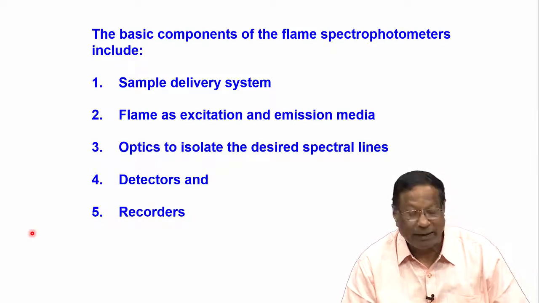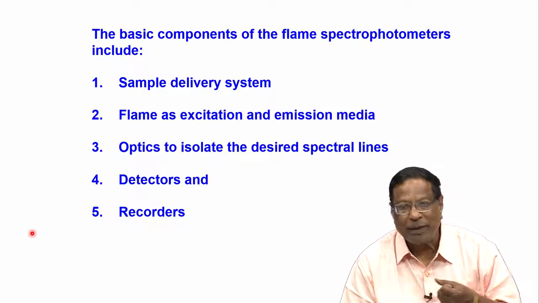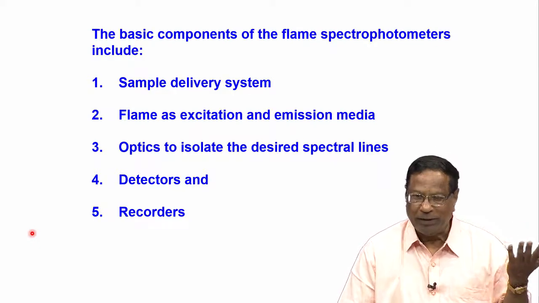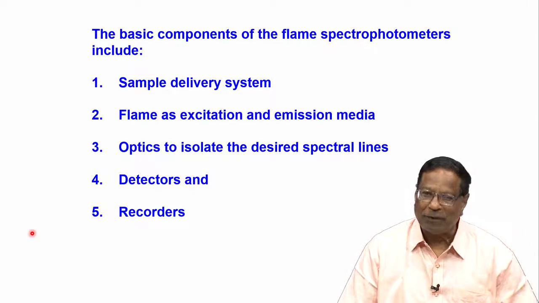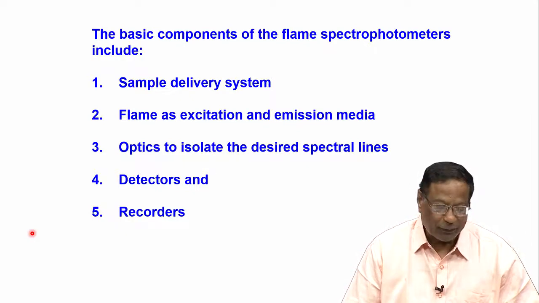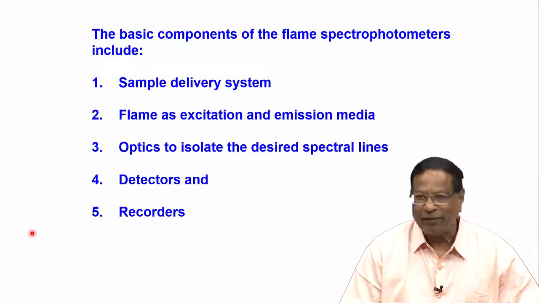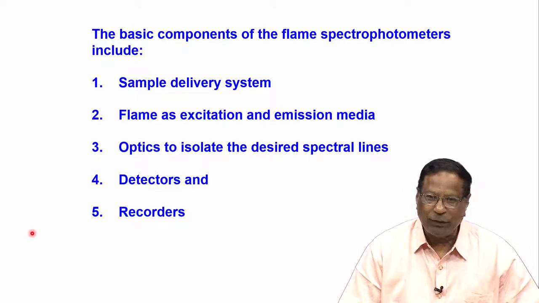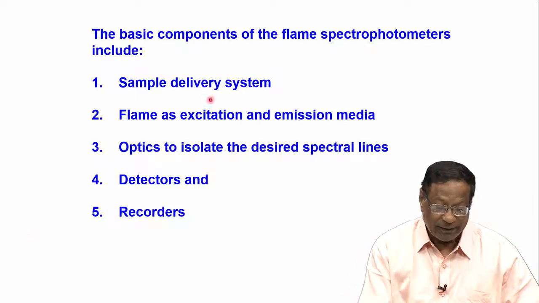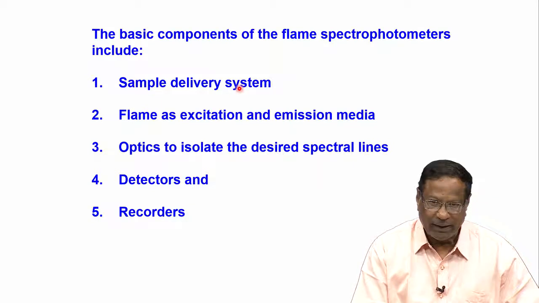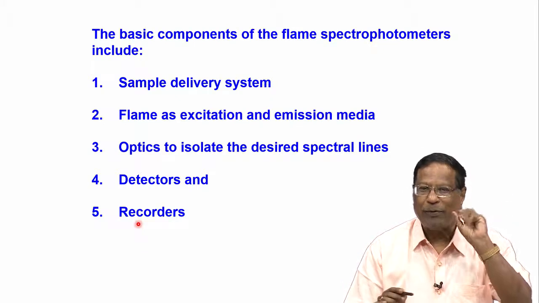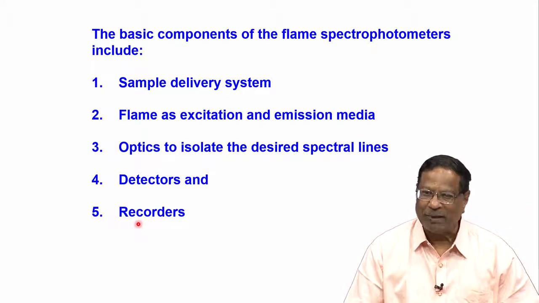I need a sample delivery system, that means I have to provide a means to convert the sample into small liquid droplets, and deliver it into the flame. That is all that is required, because flame itself can serve as an excitation source, because we know that temperatures in gases can vary from 1000 to 1200, 1500, etc. So, what we need is a sample delivery system which we have already described in atomic absorption, where we suck the sample and put it through a small nozzle as a spray, that is it basically.